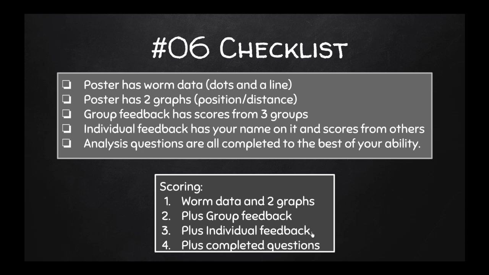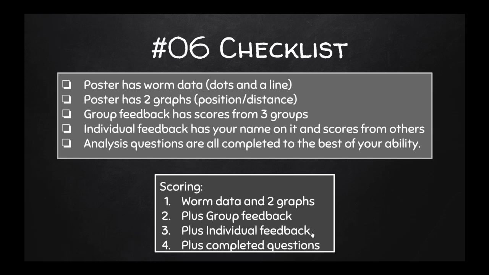And so your poster should have worm data. That's the dots and the lines you collected on day 1. Your poster should have 2 graphs, one of position, one of distance. Again, refer on classroom to the student examples if you need to see images. The third one is that you have a group feedback with scores from at least 3 other groups. You have individual feedback from each of the people in your group with your name on it, and that you also have the analysis questions completed in classroom on number 6.